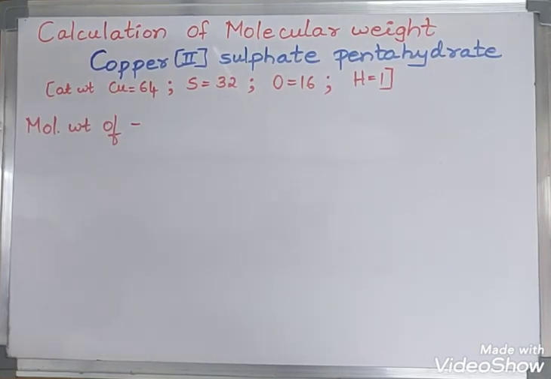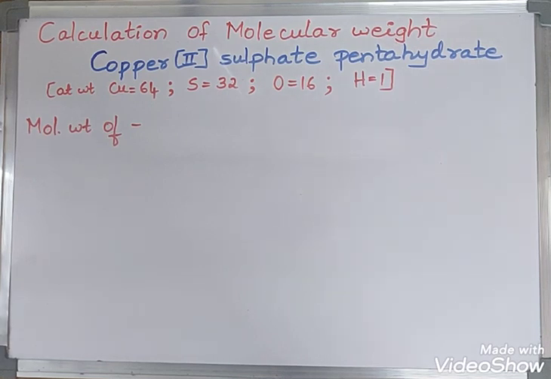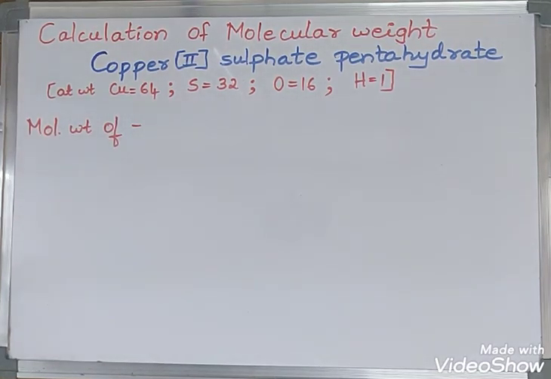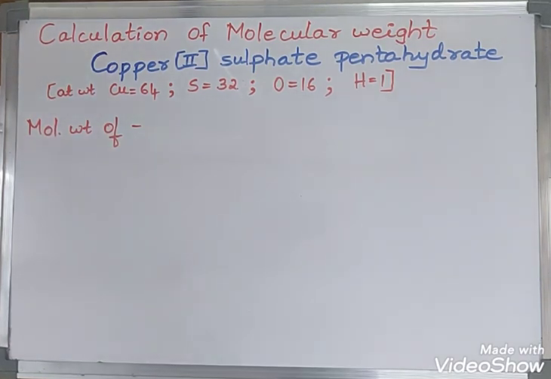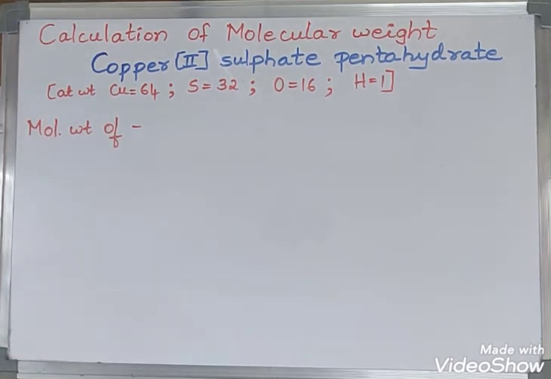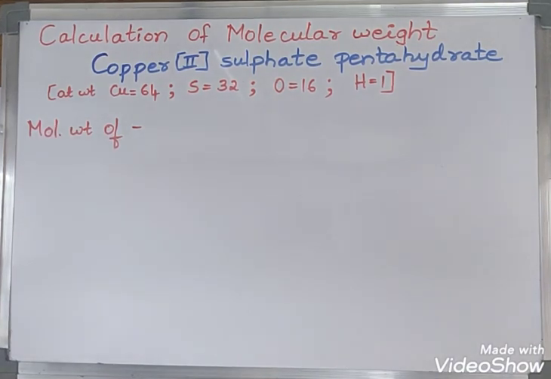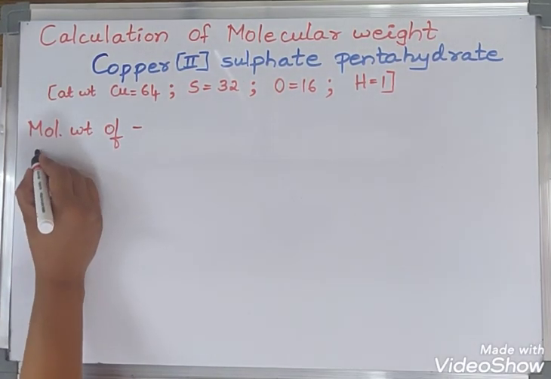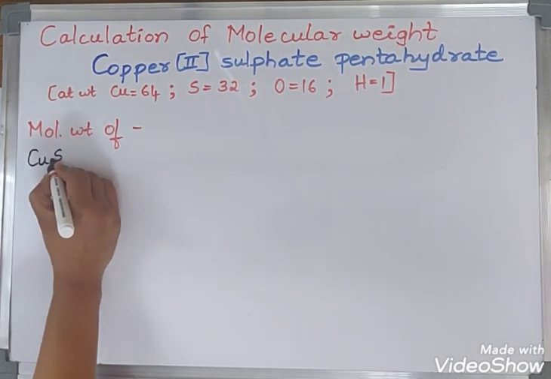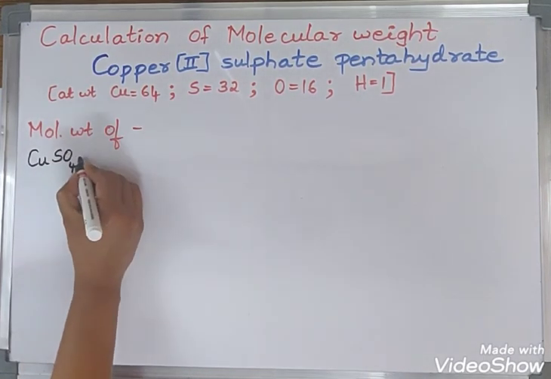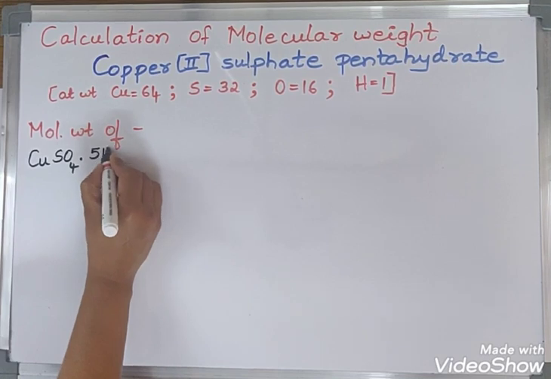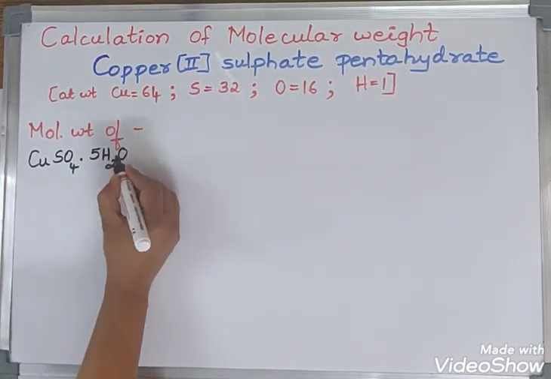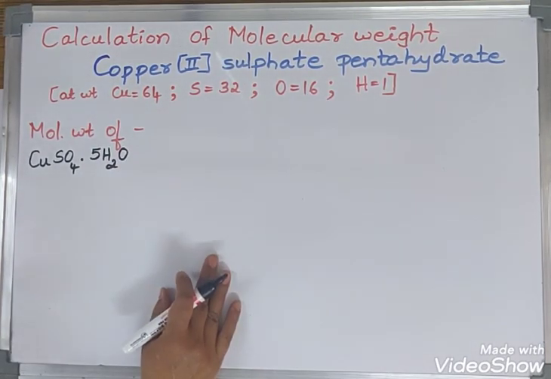We will calculate the molecular weight of another compound. This time it is a hydrated compound. You can call it hydrated copper 2 sulfate or copper 2 sulfate pentahydrate. Always, I have told you, the atomic weight will be given in the bracket. You need not have to learn it by heart. Now the molecular weight of copper 2 sulfate. The formula is CuSO4 into 5H2O, copper 2 sulfate pentahydrate.